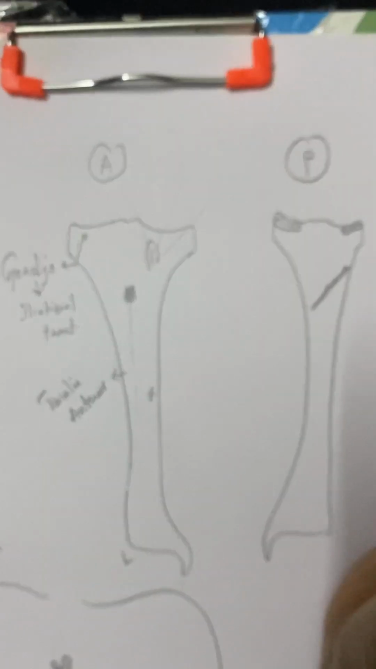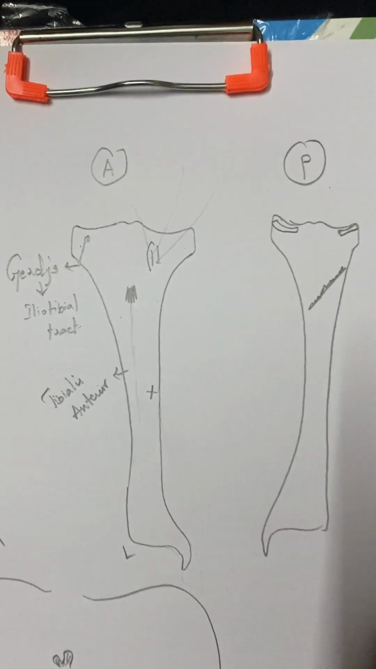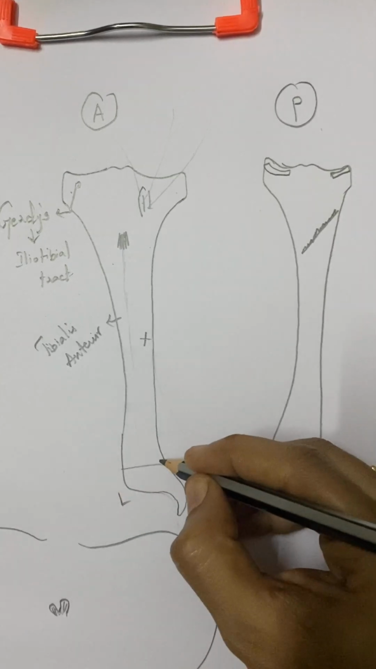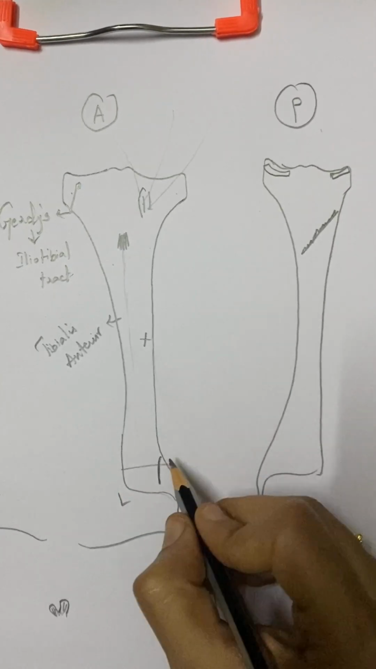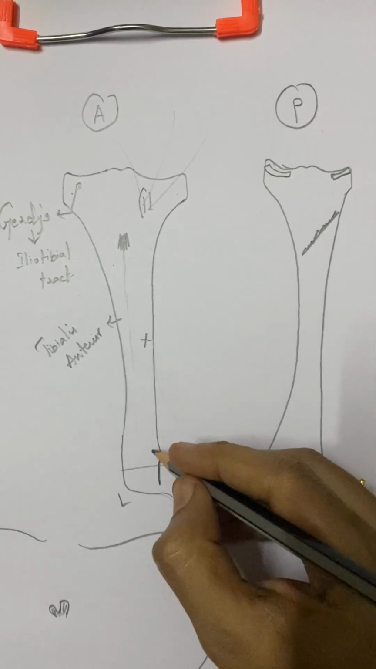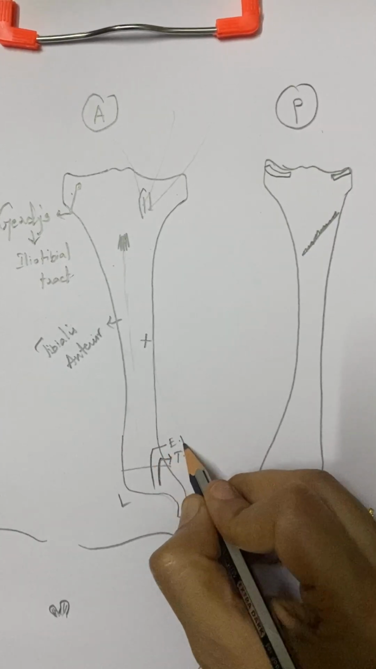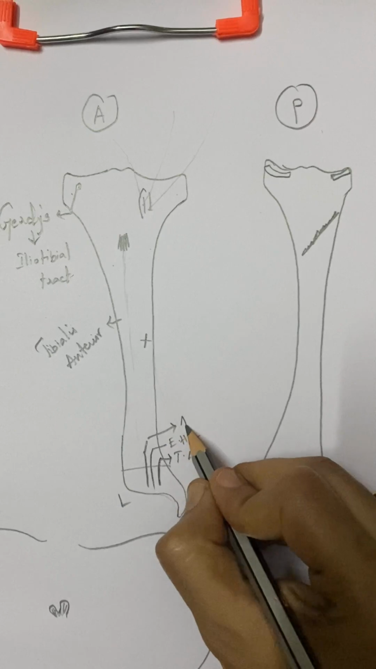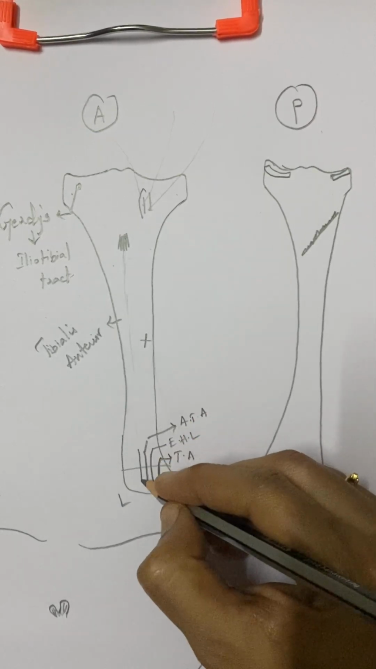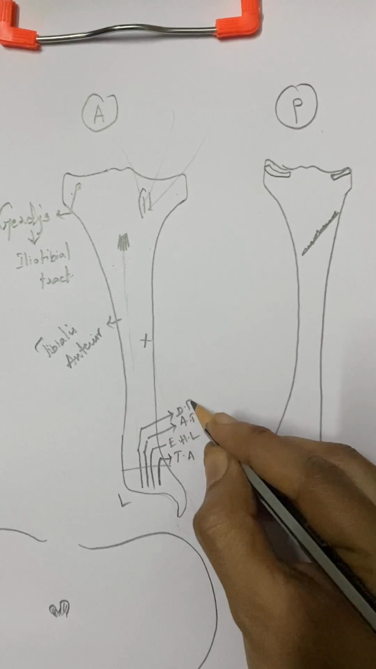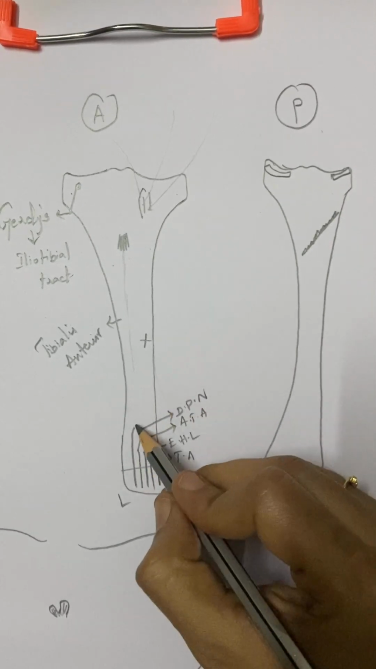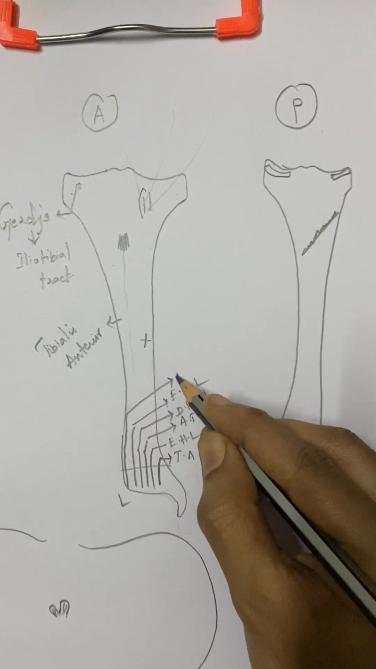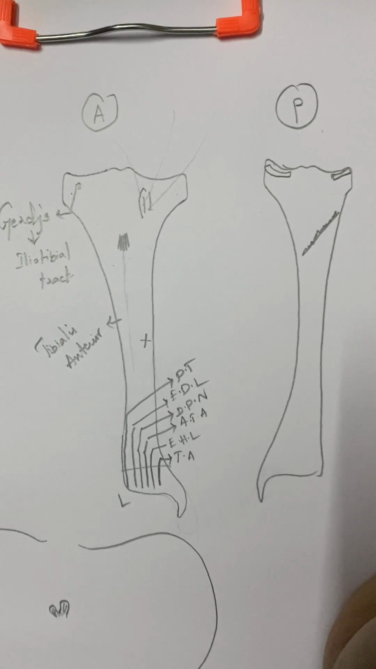Now what are the muscles related to the front of leg? So in the anterior compartment, here is the attachment of extensor retinaculum. From medial to lateral, we have tibialis anterior, extensor hallucis longus, artery, anterior tibial artery, nerve, deep peroneal nerve, extensor digitorum longus, peroneus tertius. So these are the structures present in the anterior compartment of leg.